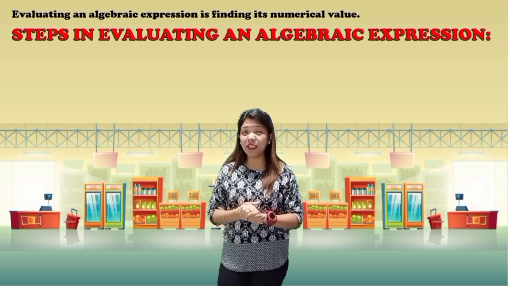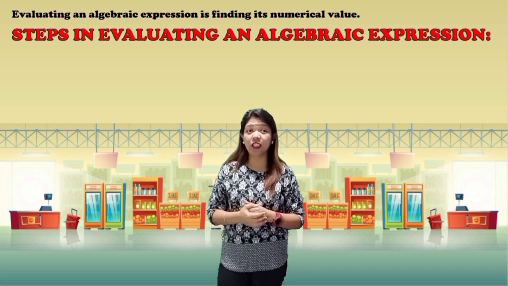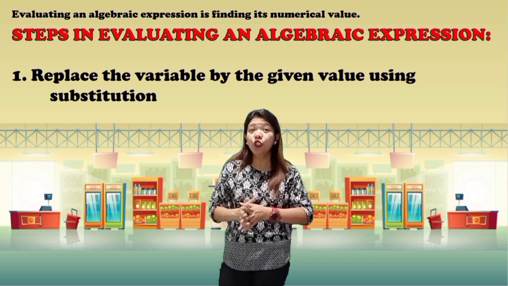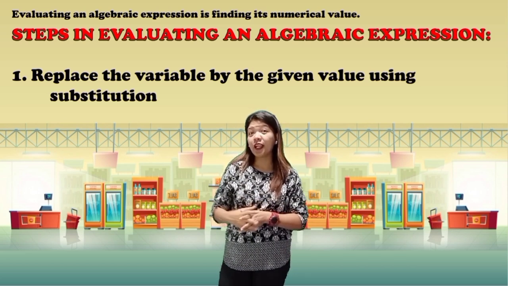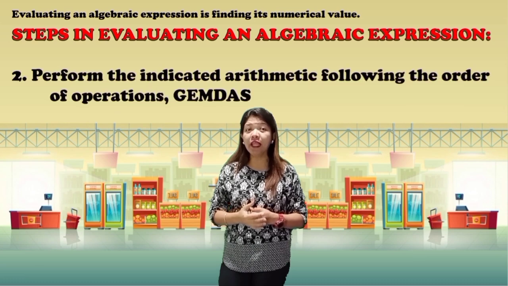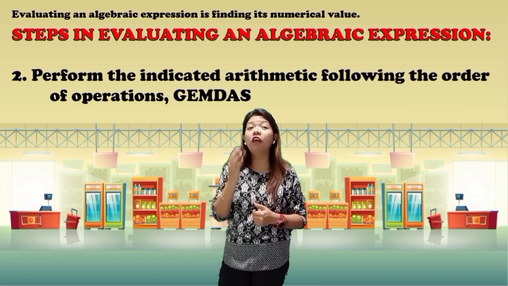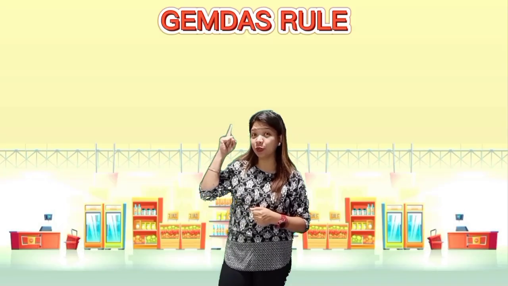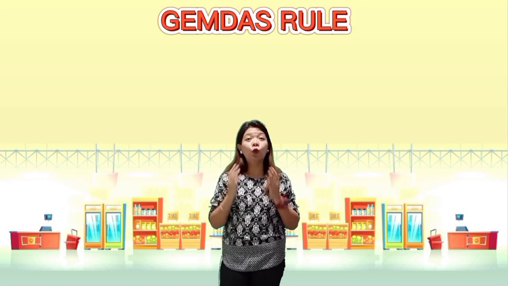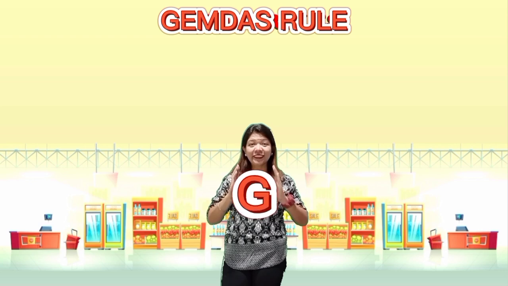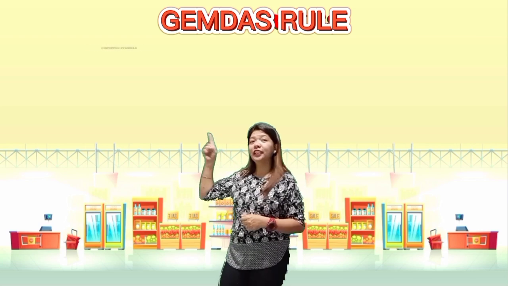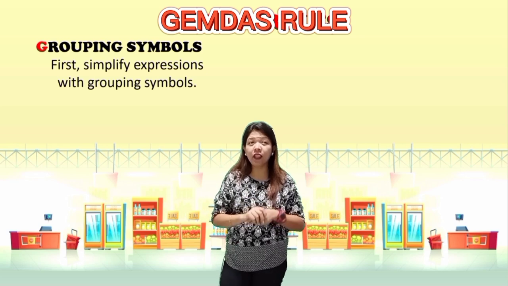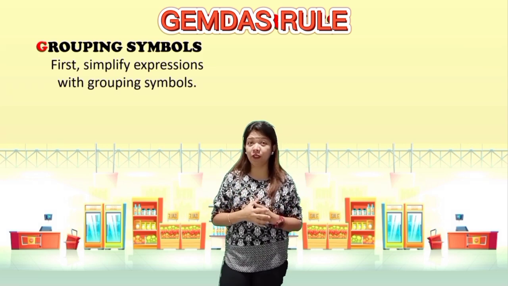Steps in evaluating an algebraic expression. Number 1. Replace the variable with the given value using substitution. Number 2. Perform the indicated arithmetic following the order of operations using the GEMDAS rule. What is the GEMDAS rule? Letter G. Grouping symbols. First, simplify expressions with grouping symbols.